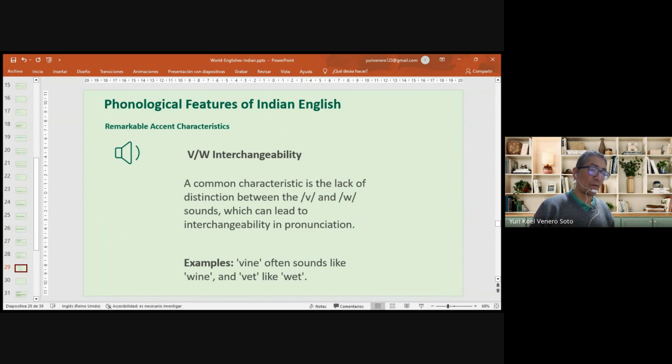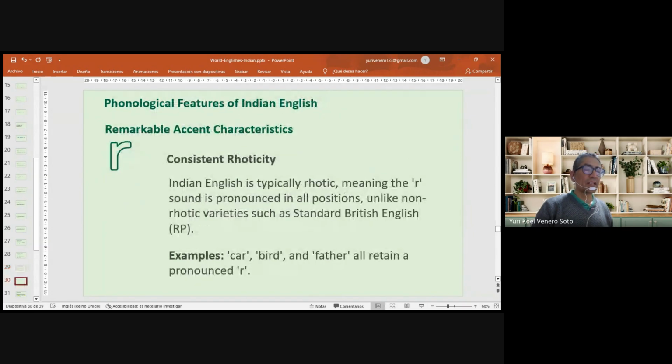So V and W sounds are used interchangeably. The words vine and wine can sound the same, vine, vine. Vet: so the vet said the weather was wet. Here we can speak about rhoticity, consistent rhoticity. The R is pronounced, like in car, beard, father. Like, I have a car, and my teacher has a beard.